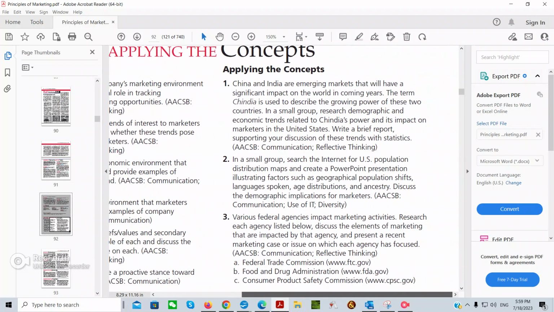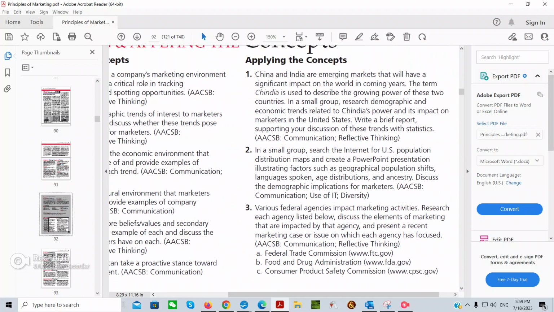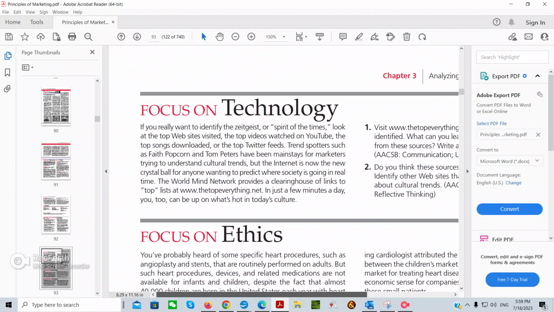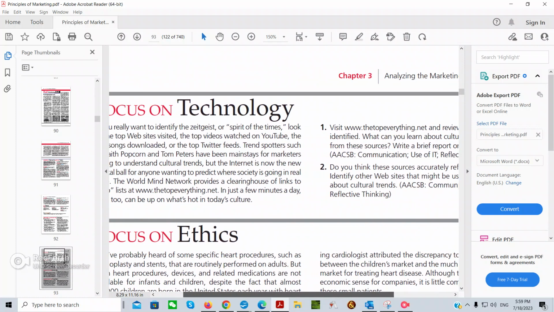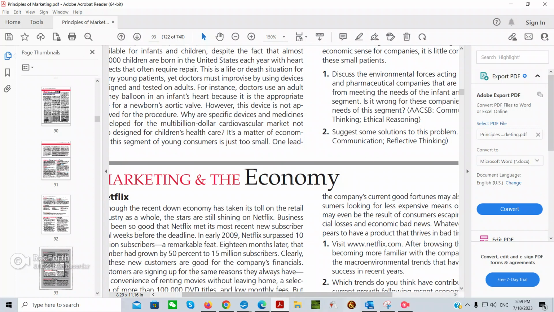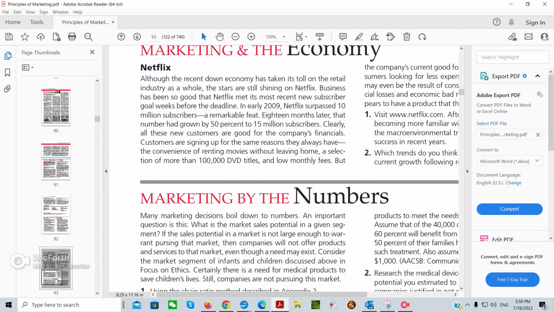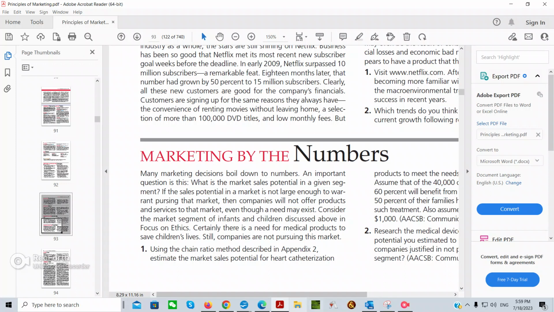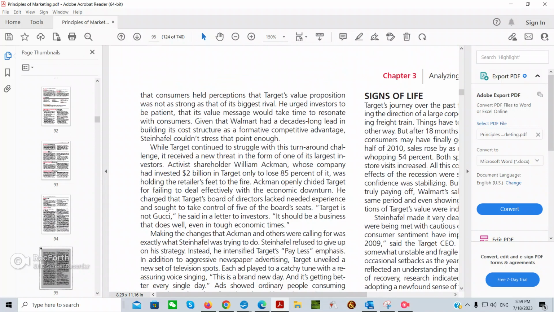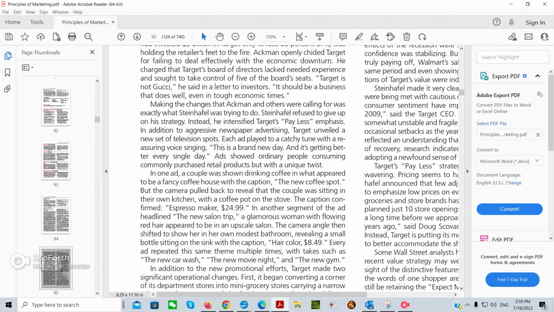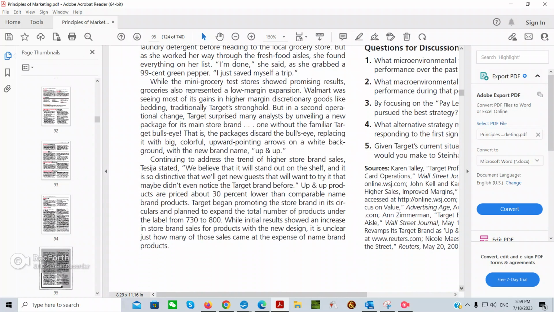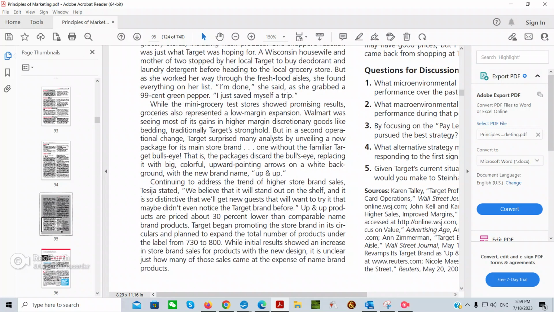Okay. Here are some concepts you can review here as well. And applying the concepts, I do recommend that you do a little bit just to apply that, look at that, and consider what it says. There's some extra homework if you want to focus on technology, focus on ethics, look at the marketing and the economy for some examples like Netflix, marketing by the numbers, company cases as well, which I mentioned earlier. Scroll down. Okay.